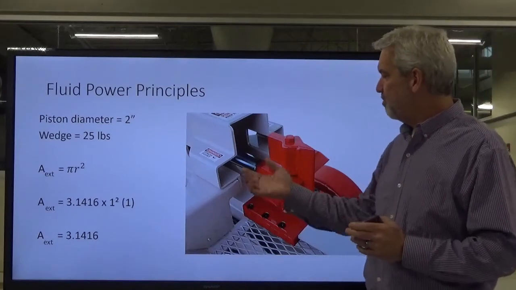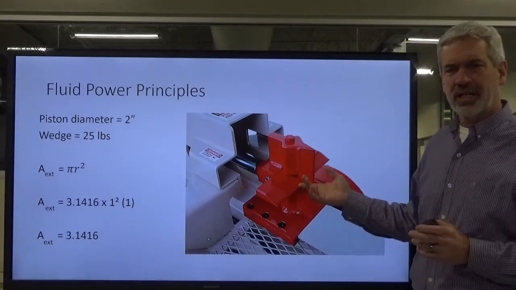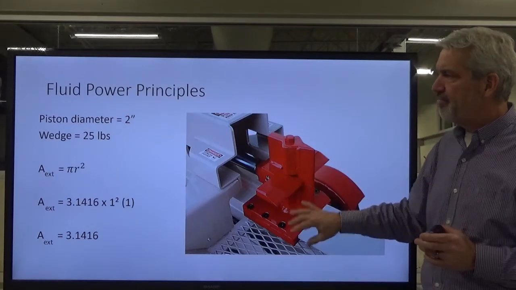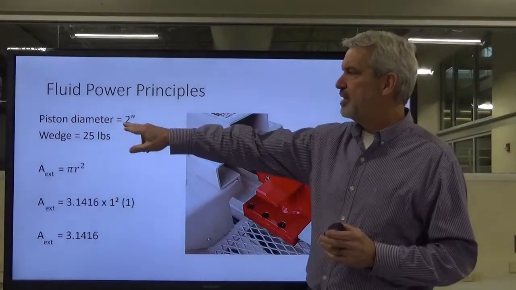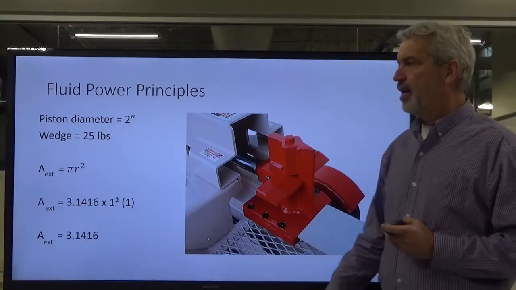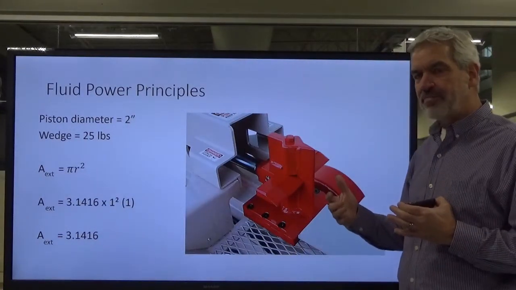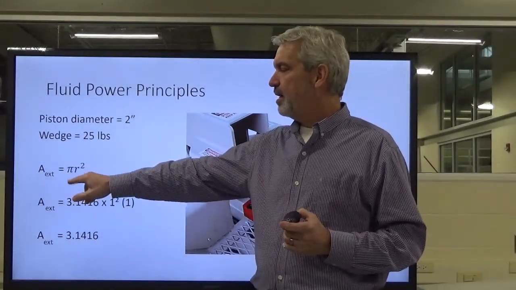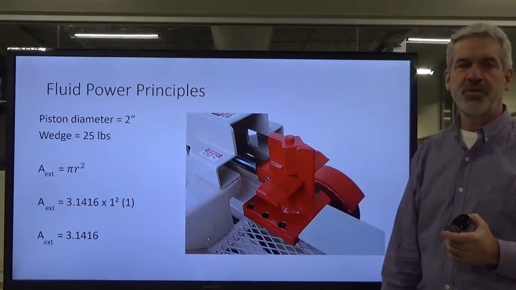First of all, it tells us we're going to move a 25-pound wedge. It's kind of like a log splitter. The wedge weighs about 25 pounds, and we've got a piston diameter of our hydraulic cylinder of 2 inches. So we know how to figure out the area. The area of the extend side of the piston is going to be pi times the radius squared.